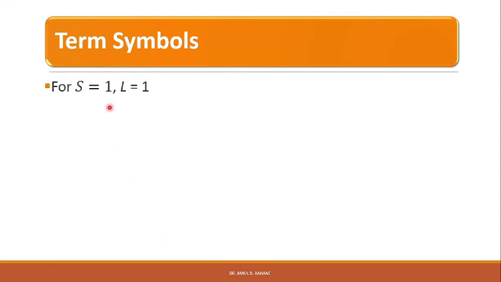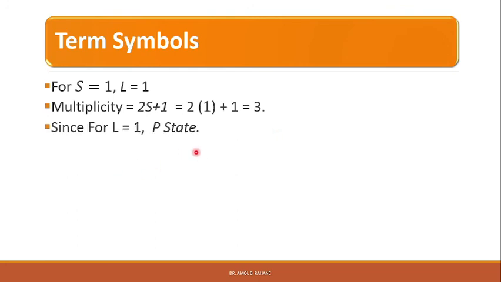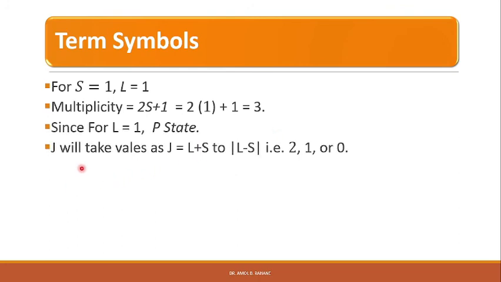Let us study some examples. For S is equal to 1, L is equal to 1. Multiplicity 2S plus 1 is equal to 2 into 1 plus 1 is equal to 3. Since for L is equal to 1, we have P state, and J will take values as J is equal to L plus S to L minus S, that is 2, 1 or 0, and thus the term symbol we can write as 2S plus 1, L, J.